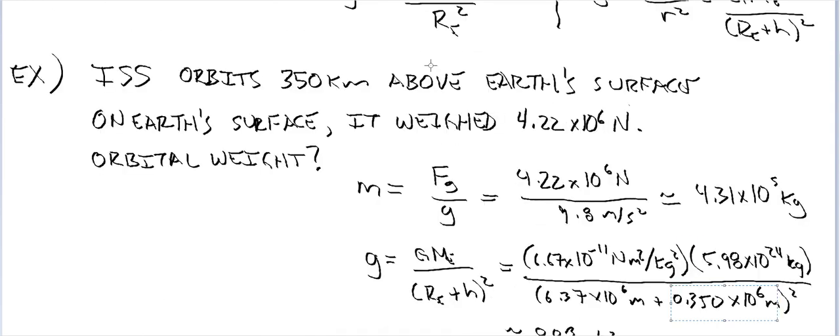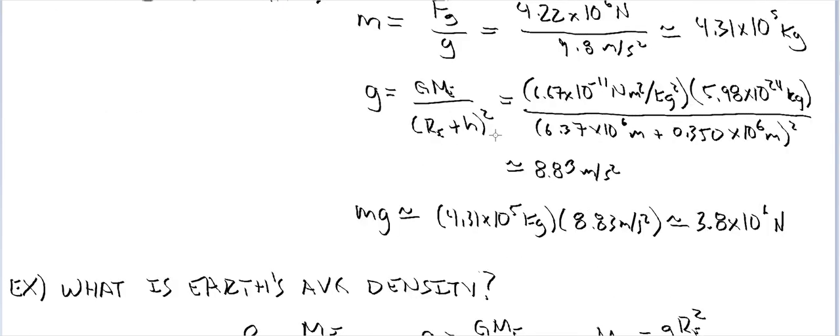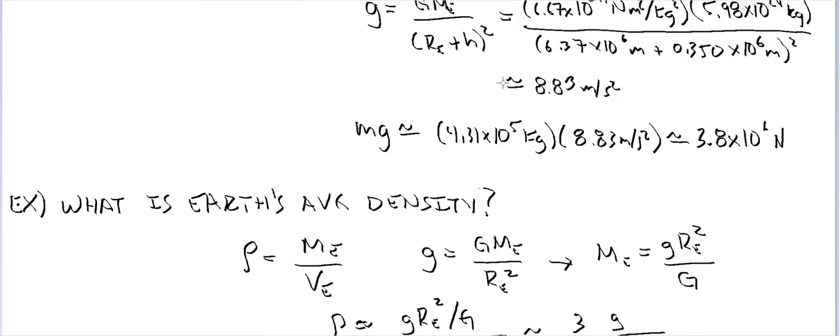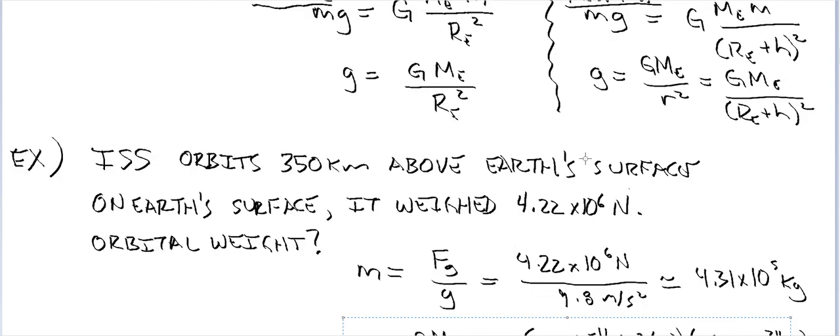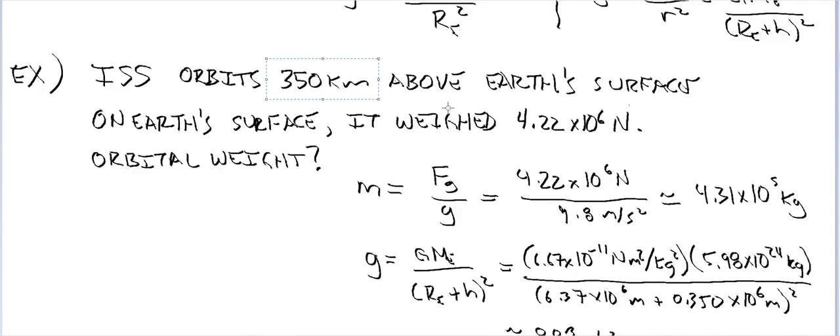Well, 350,000 meters, right? 350 kilometers is 350,000 meters. That's 0.350 million meters. If you plug all that in, little g is apparently about 8.83 meters per second squared if you go 350,000 meters above the surface of the Earth.